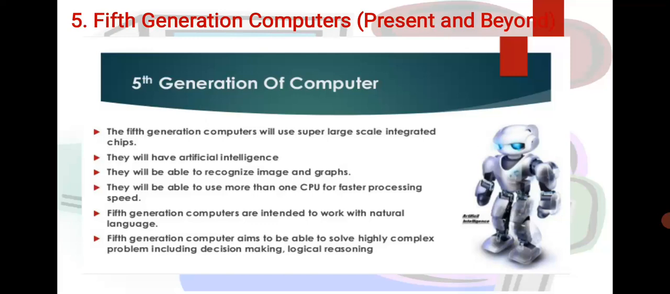Fifth generation computers aim to be able to solve highly complex problems including decision making and logical reasoning. So, what is the final outcome of the fifth generation of computers? They will be used as a device for decision making as well as for logical reasoning.